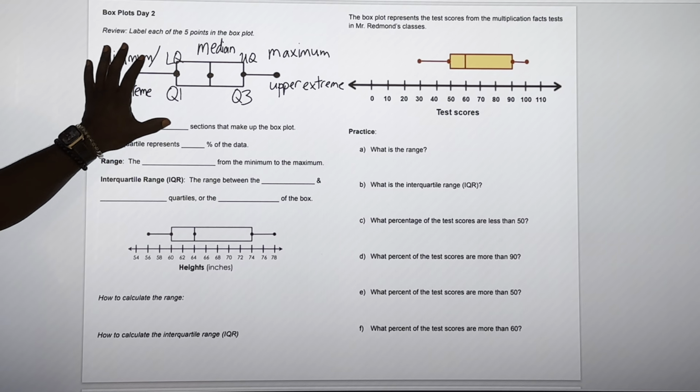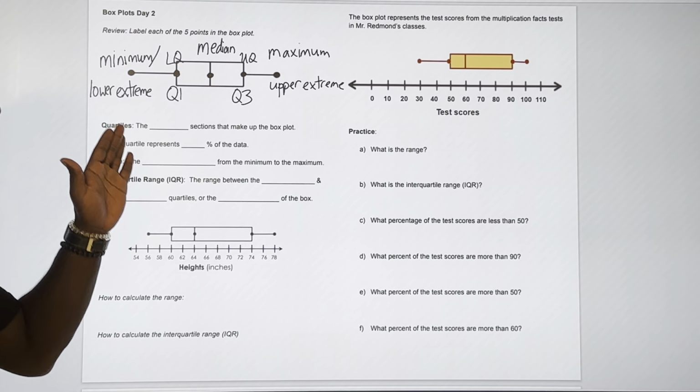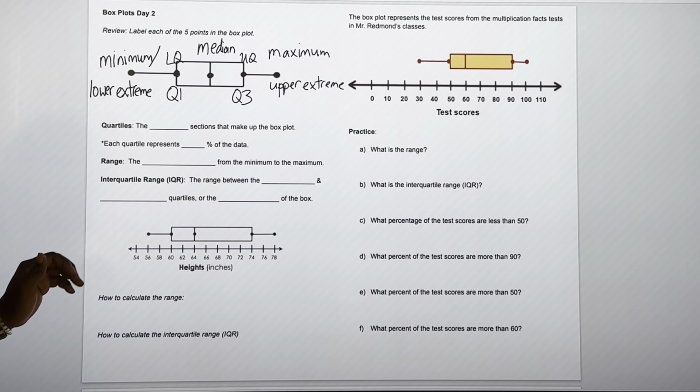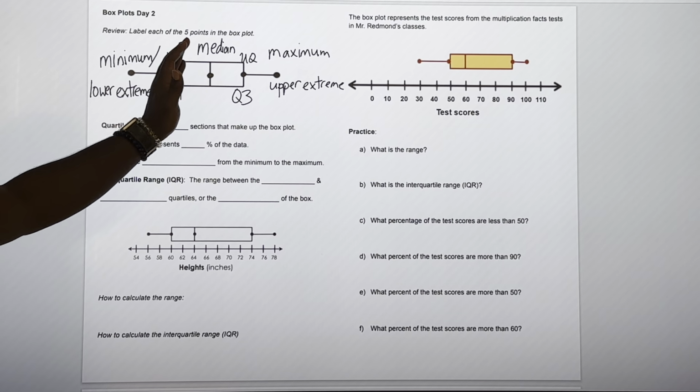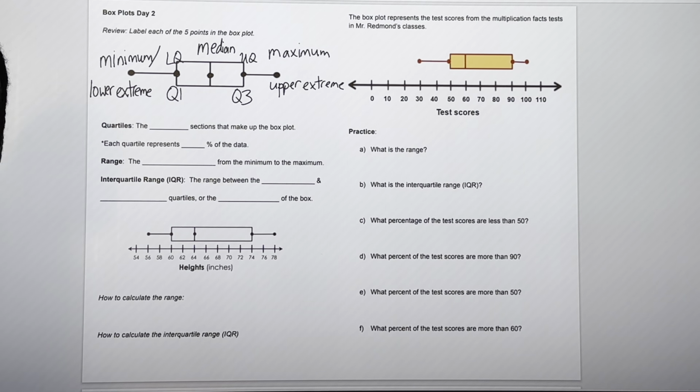All right, so this is what we learned last time. These are the 5 points of our box plot. Again, minimum, lower quartile, median, upper quartile, and then maximum.